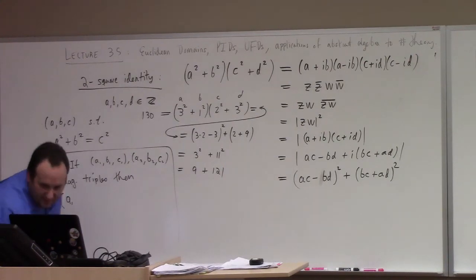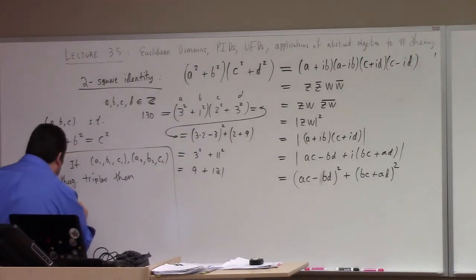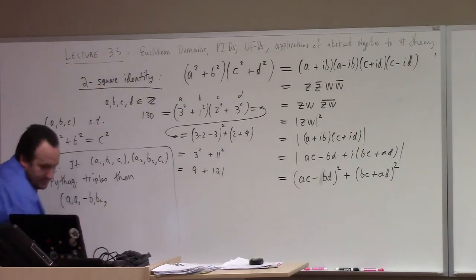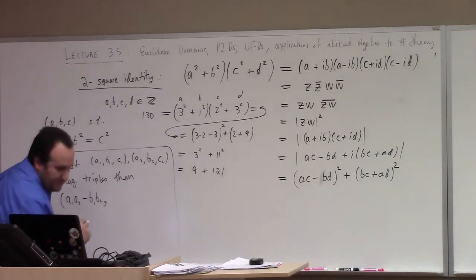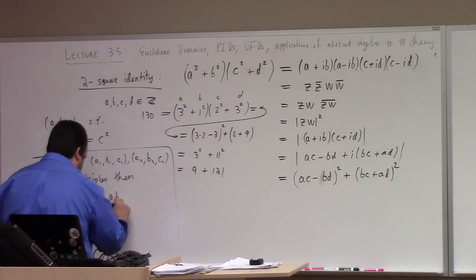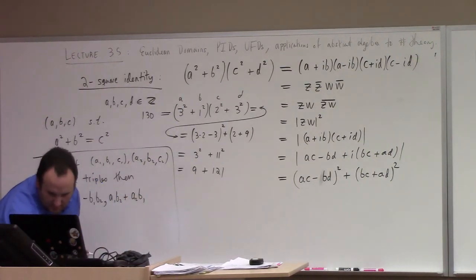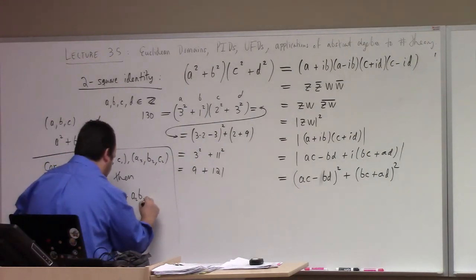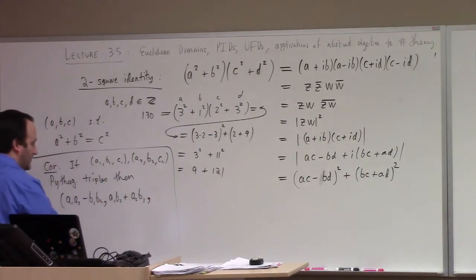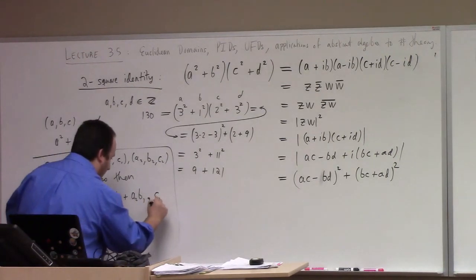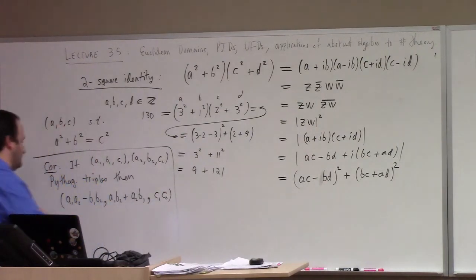Let me just copy it down. So A1, A2 minus B1, B2, comma, A1, B2 plus A2, B1, I think. And then, what do these square to? C1, C2? Yeah. So that's kind of neat.